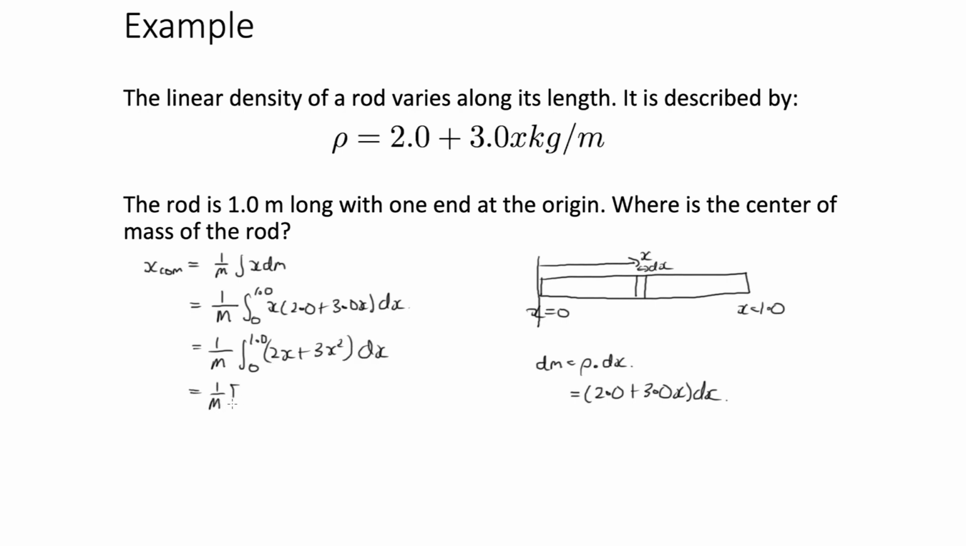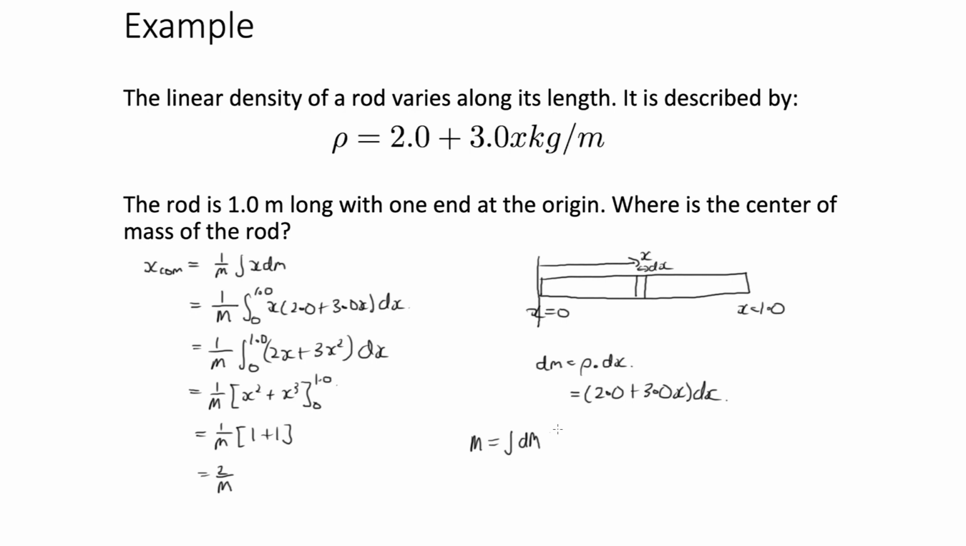We've got 1 over m times x squared plus x cubed from 0 to 1, which is equal to 1 over m times 1 plus 1, which is equal to 2 over the total mass. So now we're going to have to find the total mass of this object. The total mass we get by just summing up each of the little incremental masses, the dm's. So to do that, we need to integrate over all of dm.